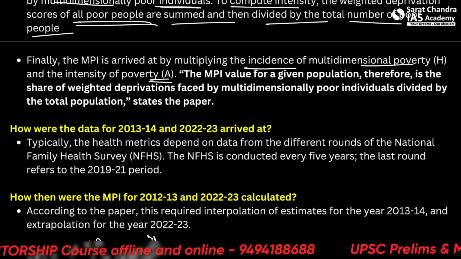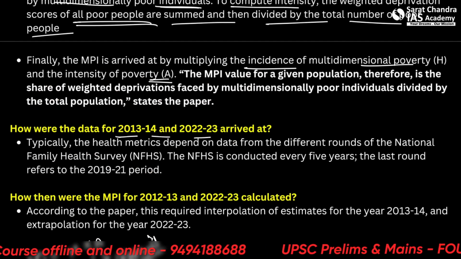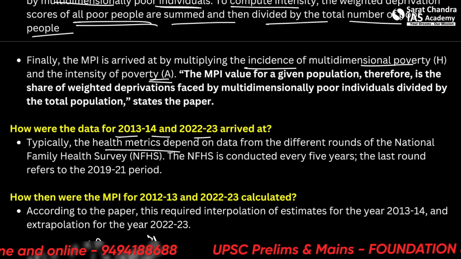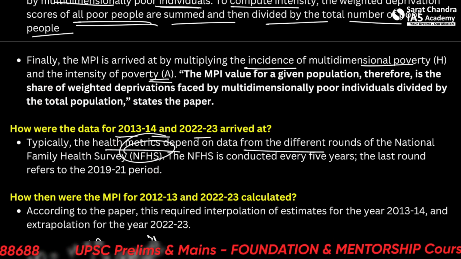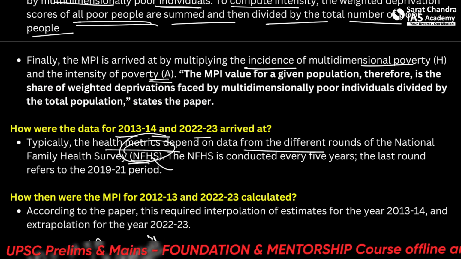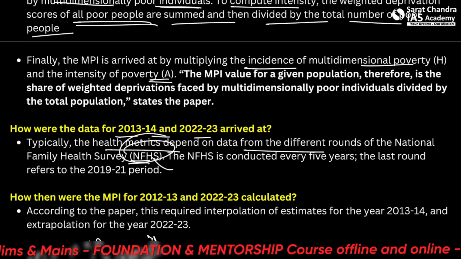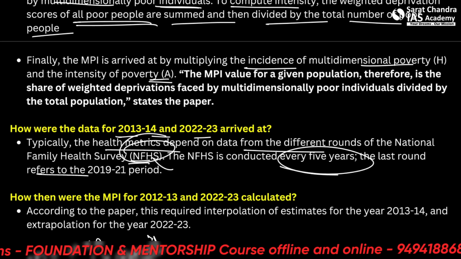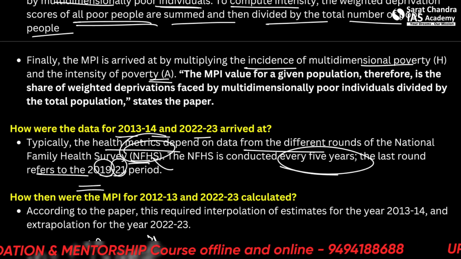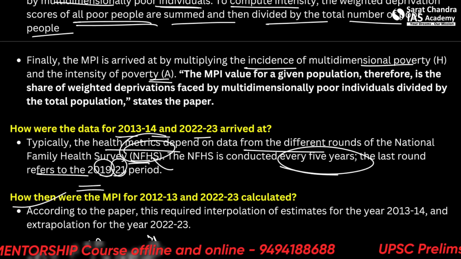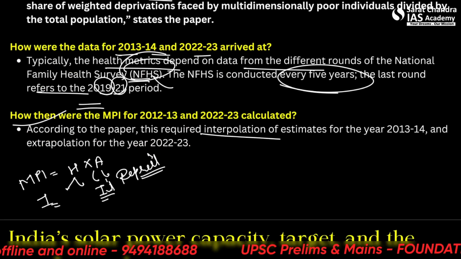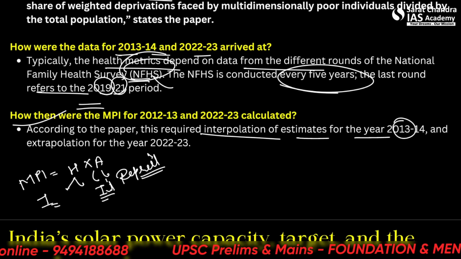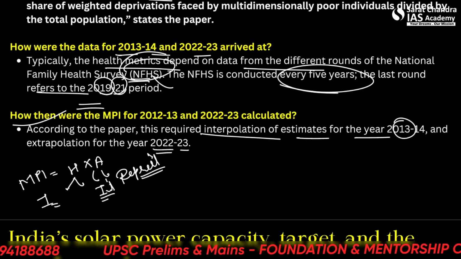Okay, so how are the data for 2013-14 and 22-23 arrived at? Typically, the health metrics depend on data from the NFHS, that is the National Family Health Survey. The fifth and sixth ones are going on right now, and it is conducted every 5 years. The last one refers to the 2019-21 period. And how then were the MPI for 2013-14 and 22-23 calculated? According to the paper, they require interpolation of estimates for the year 2013-14 and extrapolation for the year 22-23.